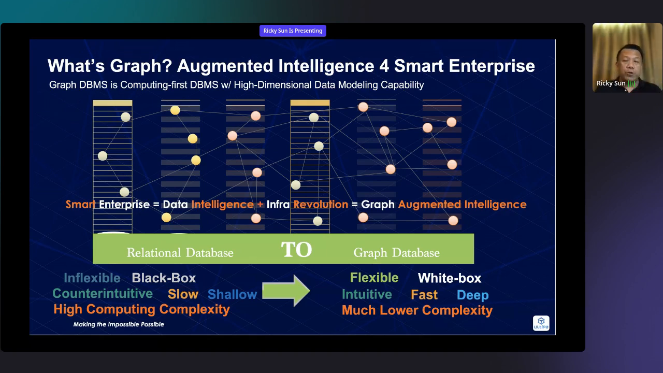So from the real world industry scenarios and perspective, what exactly is a smart enterprise? A smart enterprise should adopt a certain level of data intelligence, and also adopt infrastructure revolution. And what's the largest common factor? That's graph augmented intelligence, based on our study and understanding.